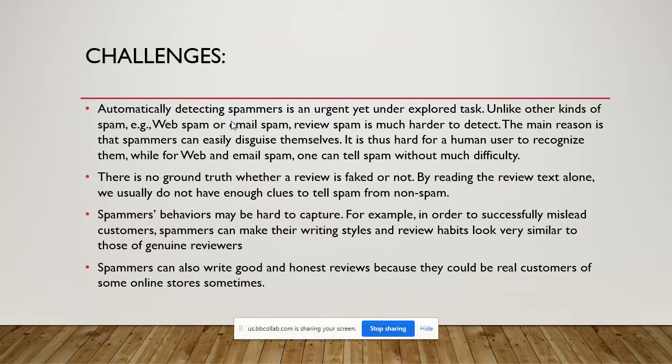Spammers' behavior changes from time to time. For example, in order to successfully mislead the customers, spammers make their writing styles different, and their review habits look very similar to the genuine ones. These spammers also write good reviews about their own products in their stores compared to other products. So spammers are difficult to find.